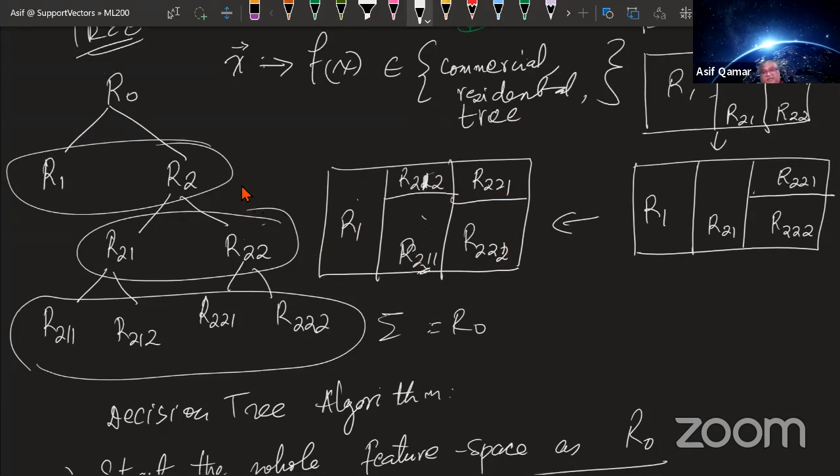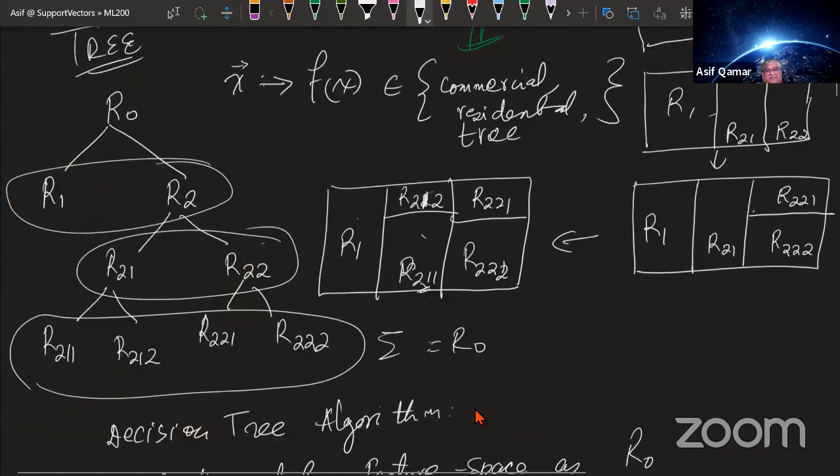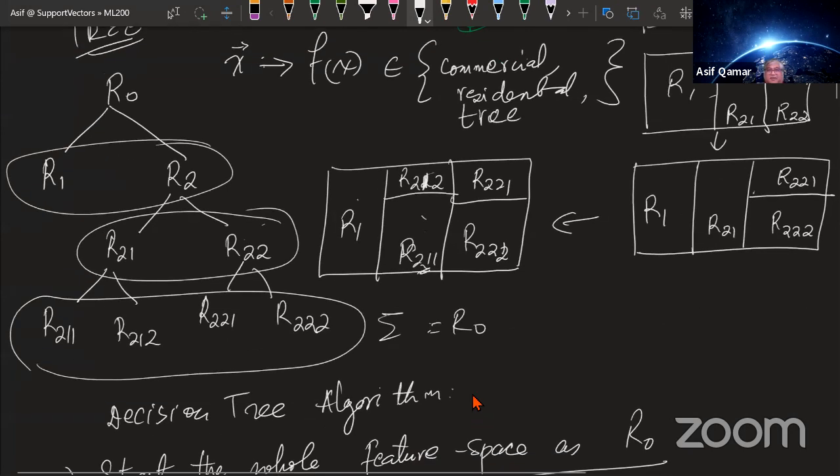If we try to represent it as a tree, R0 split into R1 and R2, R2 split into R21 and R22, and R21 went through its split and R22 went through its split. So this entire process, if you notice, we can represent it as a tree. And this tree is called the decision tree. Of course, the sum total of all the leaf level regions is R0. Likewise, at any level, if you add the regions up, they will all add up to the original region. That's the way we want to do it.